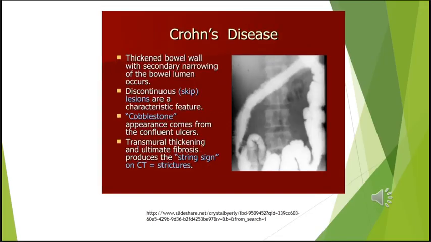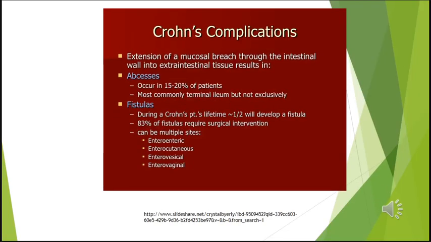In Crohn's disease, the thickened bowel wall with secondary narrowing of the bowel lumen occurs. You can have skipped lesions, which are a characteristic feature. They call those cobblestones. Oftentimes the transmural thickening and ultimate fibrosis produces kind of a string-looking effect that you can see on CT scans. Complications of Crohn's include mucosal breach to the intestinal wall, abscesses, and fistulas.